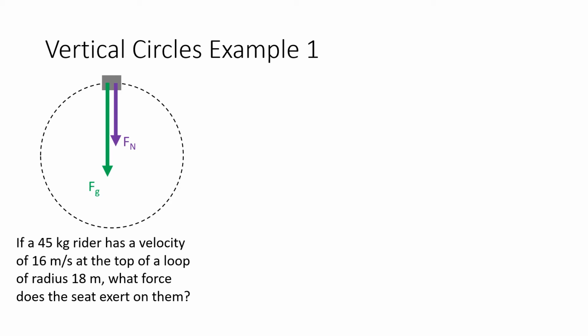So to make this example a little bit more concrete, let's suppose that we have a rider whose mass is 45 kilograms, and they go through the top of that loop at a velocity of 16 meters per second. If the radius of that loop is 18 meters, which is a reasonable radius for a roller coaster loop, what force does the seat exert on them?